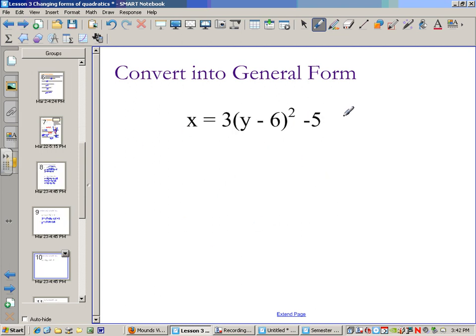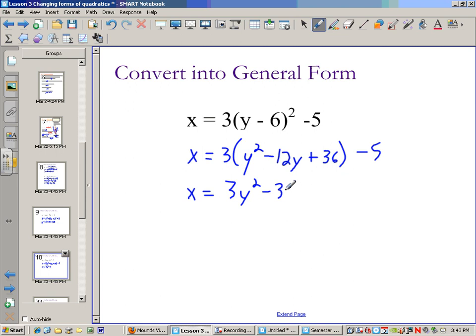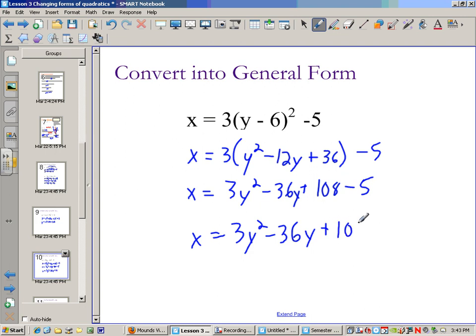Now you try this one on your own, see how it goes. Hopefully we got 3 times (y squared minus 12y plus 36), which will be 3y squared minus 36y plus, 36 times 3. I should know that, but I don't. 108. So x will be 3y squared minus 36y plus 108.